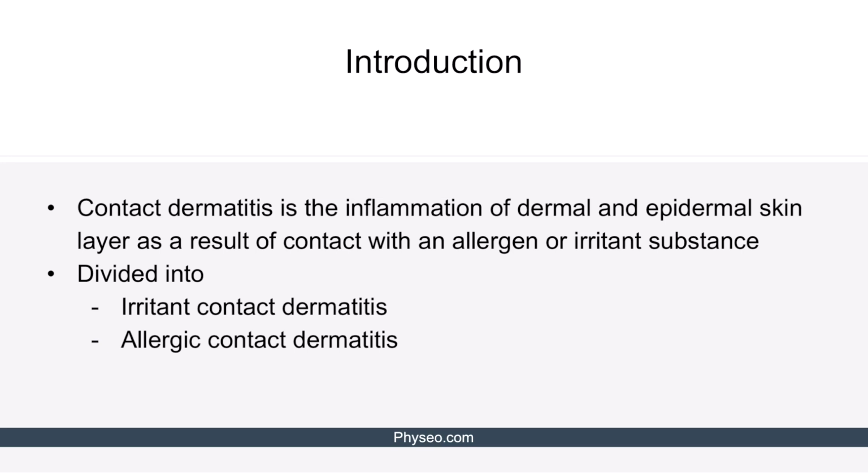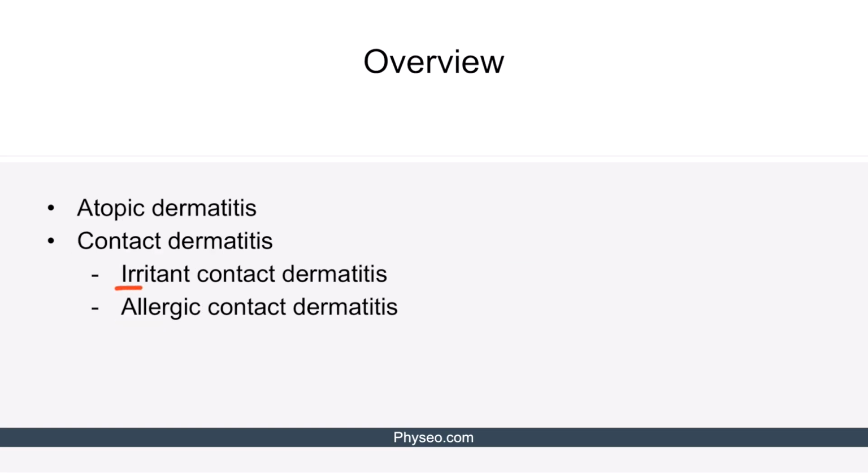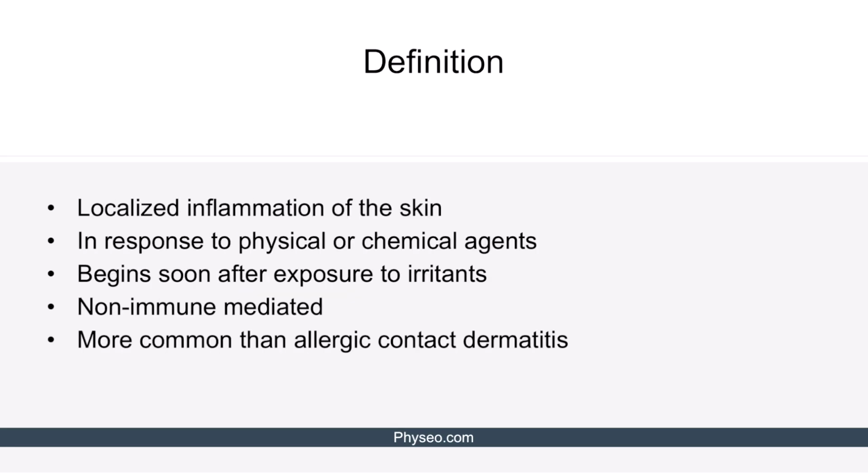So contact dermatitis is the inflammation of dermal and epidermal skin layers as a result of contact with an allergen or irritant substance. It can be further divided into irritant and allergic contact dermatitis. So we'll actually start with irritant contact dermatitis. Irritant contact dermatitis can be defined as a localized skin inflammation in response to physical or chemical agents. It begins soon after exposure to irritants and is non-immune mediated, and it's more common than allergic contact dermatitis.